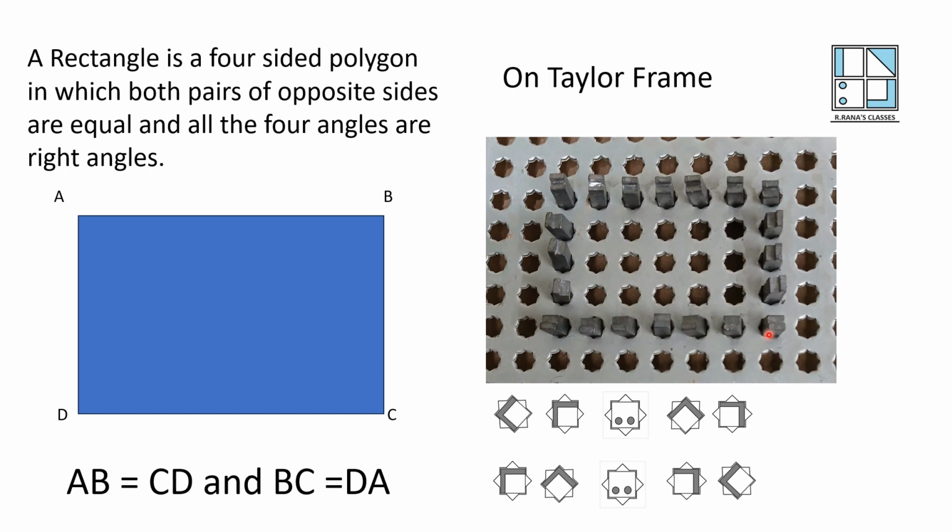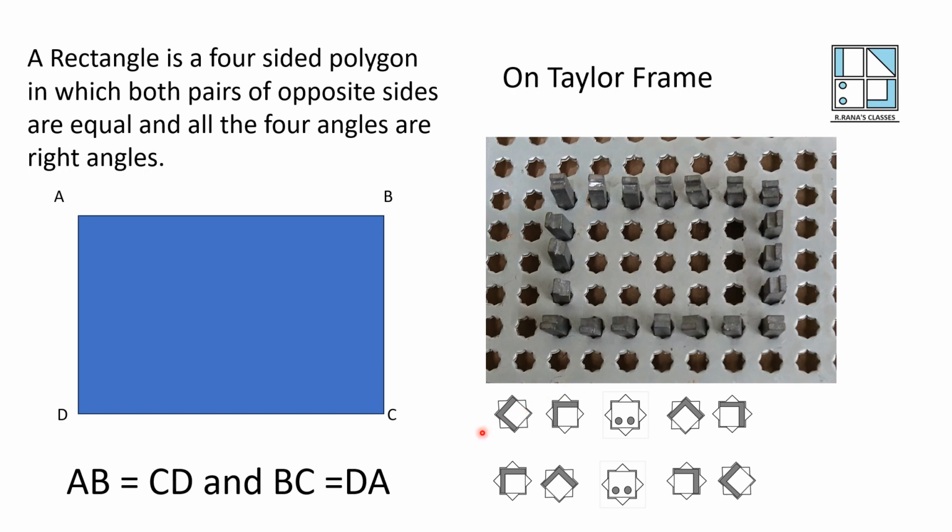Make the student touch and feel or count the pegs and see that 1, 2, 3, 4, 5, 6, 7 units of length, 1, 2, 3, 4, 5 units of width, like this. Okay, and if it is starting with A, this is A, this is B, this is C, this is D. You can even put the pegs showing these alphabets.